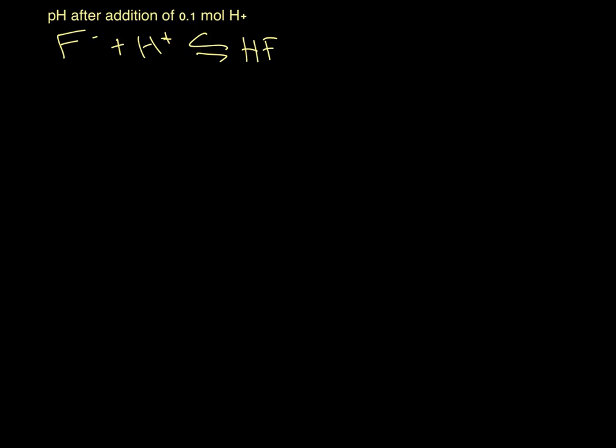So our initial concentrations from the very first slide are 1.0 molar of fluoride and 1.0 molar of HF. We are going to add 0.1 moles of H plus to our solution, which is going to react with the F minus, causing a decrease in the concentration of F minus by 0.1. We're going to increase the amount of HF by 0.1, because 0.1 moles of this H plus has converted 0.1 moles of the F minus into an additional 0.1 moles of HF.